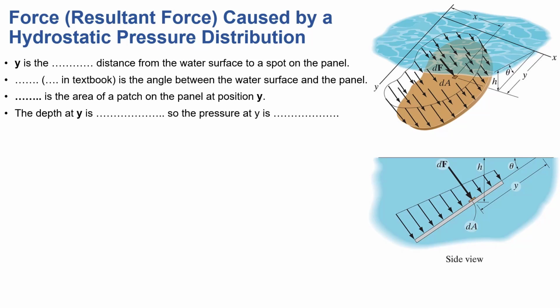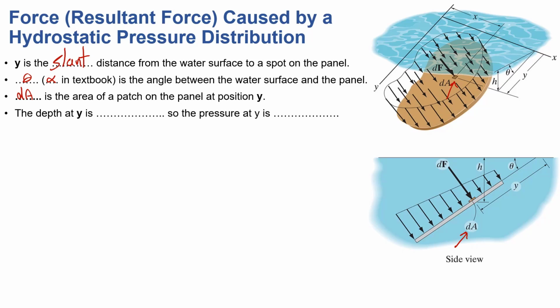Now, before starting on the derivation of the formula, let's define some of the terms that we are going to use. First of all, y. Y is the slant distance from the water surface to a spot on the plane. Next is angle theta. In your book, it's alpha, which is an angle between the water surface and the panel. Then dA is the differential area of a patch on the panel at position y. You can see this is dA actually over here. This is the patch that I'm talking about, and over here as well.